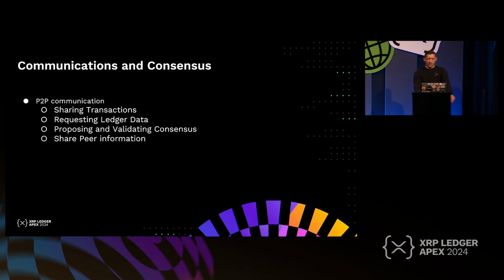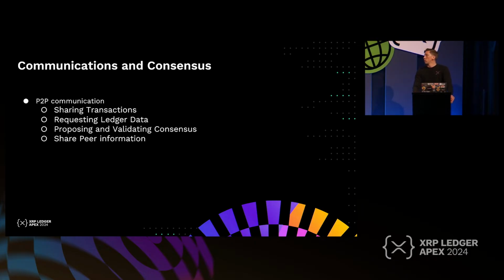So once we're actually connected, what type of data are we sharing? We're sharing transactions so that every node has an up-to-date view on the broadcasted transactions throughout the network. We request ledger data if you're storing history on your node. Then you can make requests to backfill that history if you don't have it already.